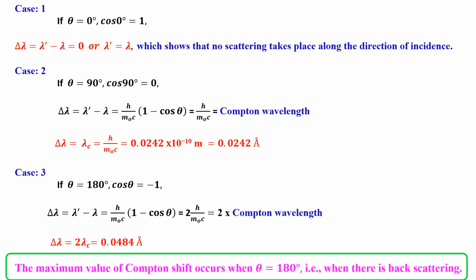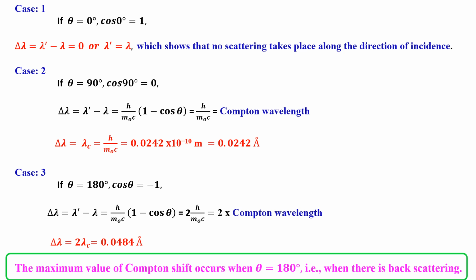Now, let us consider three cases. First, when scattering angle is 0, in this case, Compton shift will be 0. That is, Δλ is equal to 0, which shows that there is no scattering along the direction of incidence. Second, when the scattering angle is 90°, in this case, Compton shift is equal to Compton wavelength, that is equal to the value of λc. So, Δλ is equal to 0.0242 angstrom.